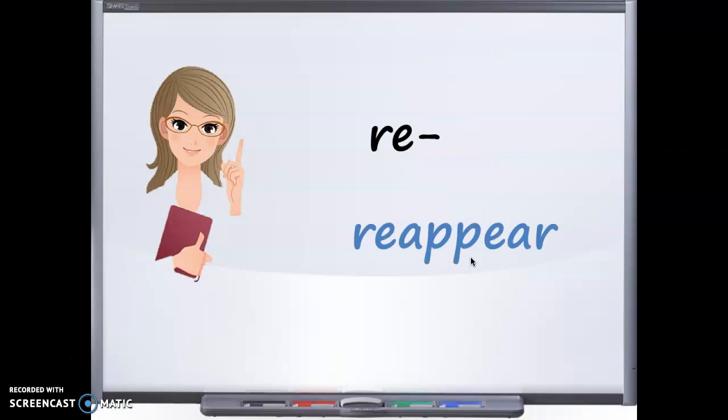Next, I have the word reappear. The word appear means to be seen. So if I have the prefix re, which we know means again and again, or over and over, reappear is something that appears again.